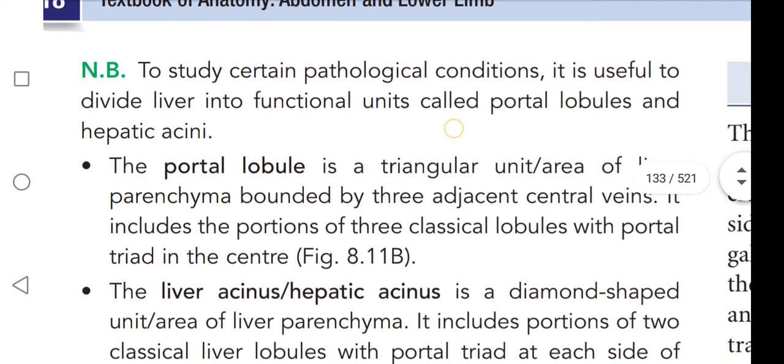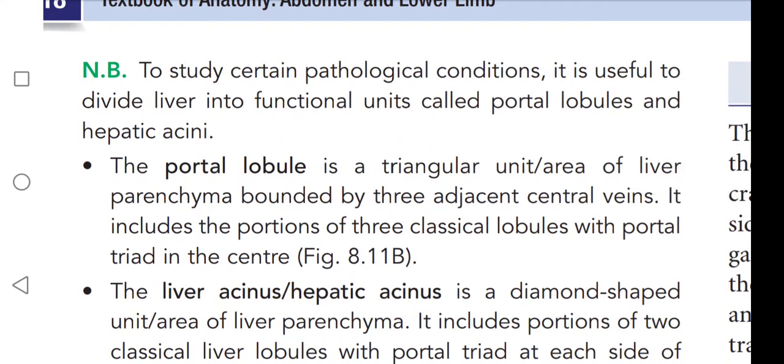Next, coming to the note: to study certain physiological conditions, it is useful to divide the liver into functional units called portal lobules and hepatic acini.